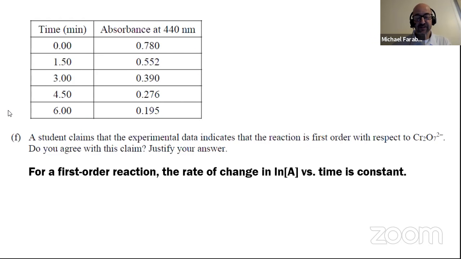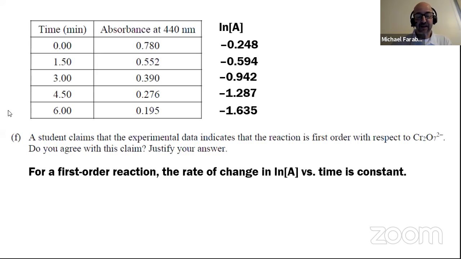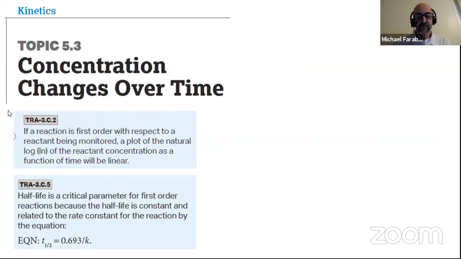Some students also decided to go down this road and they still got full credit. They took the natural log because that is part of the half-life equation, the integrated rate law. Now this takes a little more time, so I don't recommend necessarily this method if you're trying to go for speed. Constant half-life is easier to figure out, but if you can do this calculation and show that the natural log is decreasing by a particular value consistently over time, first order. So here is from topic 5.3. If a reaction is first order with respect to a reactant being monitored, a plot of the natural log of the reactant concentration will be linear.